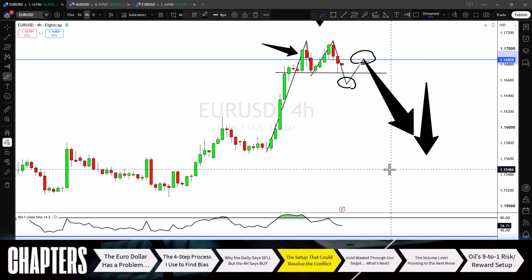Now, when it comes to your analysis, obviously you have to follow what your rules and guidelines are, but I thought this was a good example of having really conflicting signals based on the time frame you're looking at, but having a plan to deal with those conflicting signals.